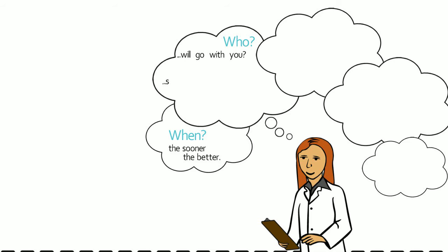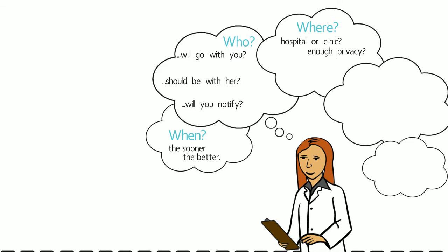Who will go with you? Who should be with her? Who will you need to notify? Where? In the hospital or the clinic? Is there enough privacy in her room? What? You should have a plan for what you want to say. Follow-up plan? You'll need to have one.